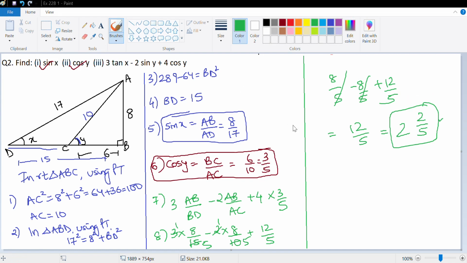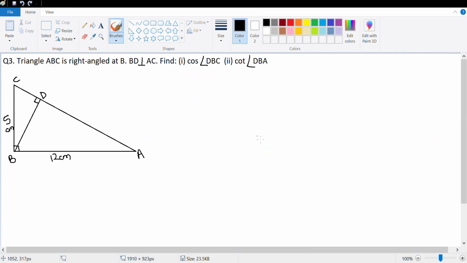The next question that we are doing is question number 3. Question number 3 says, in the diagram given below, triangle ABC is right angled at B and BD is perpendicular to AC. Okay, so we have two right triangles. We need to find cos angle DBC, which means I need to look at this angle, and cot angle DBA, which means I need to find for this angle.